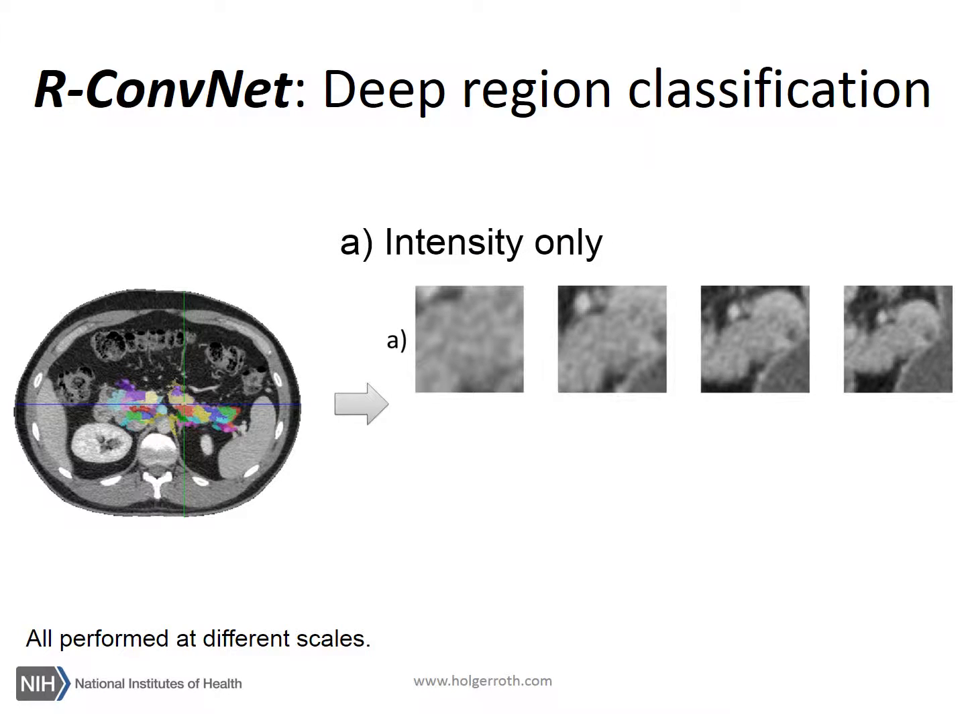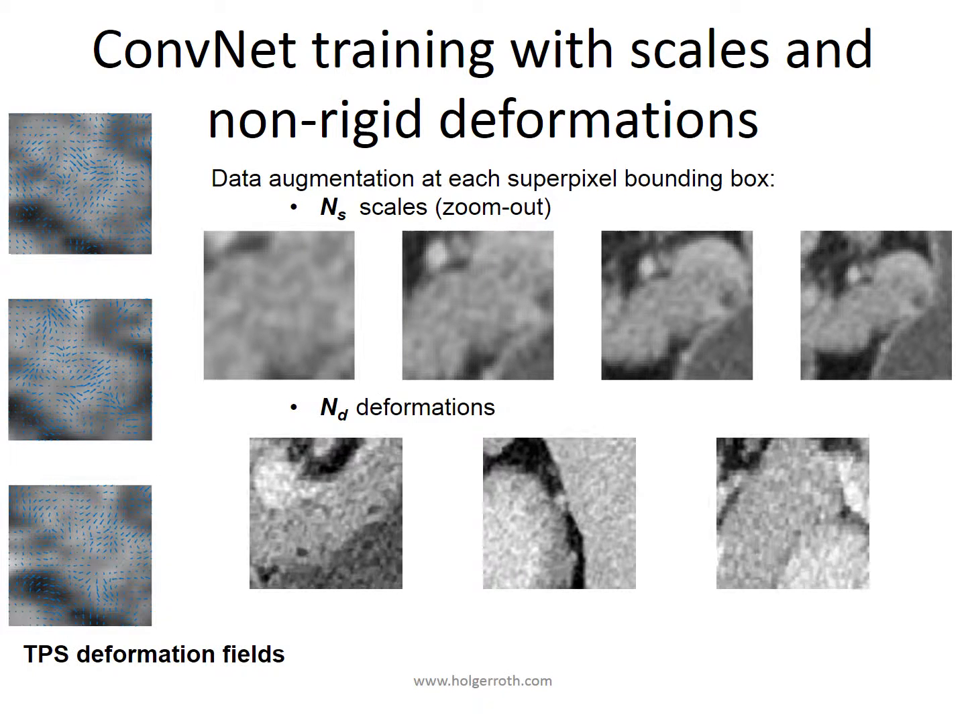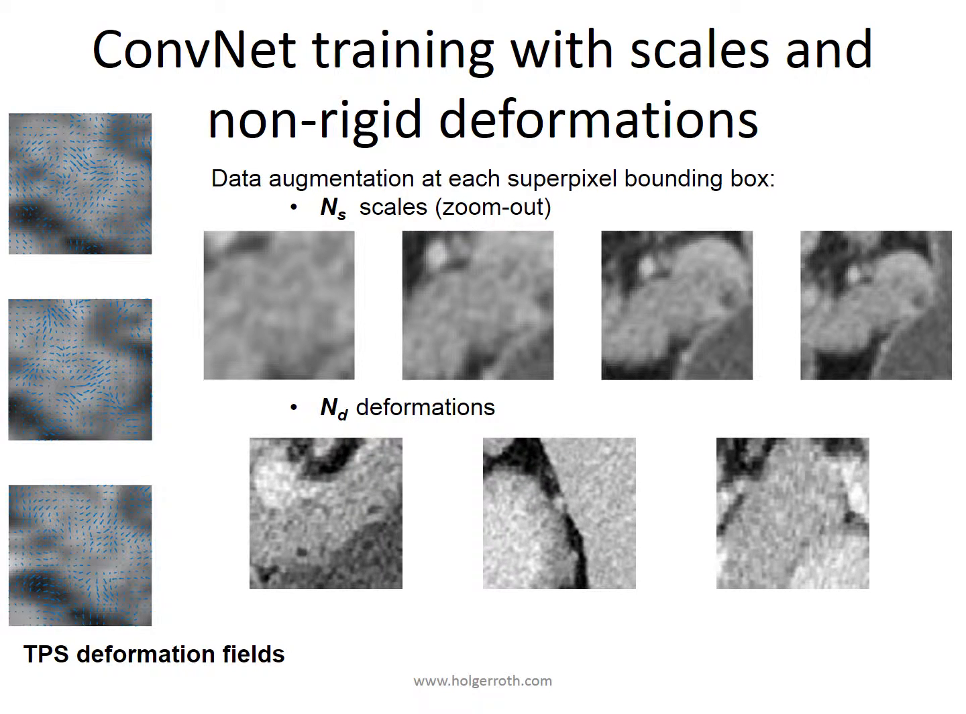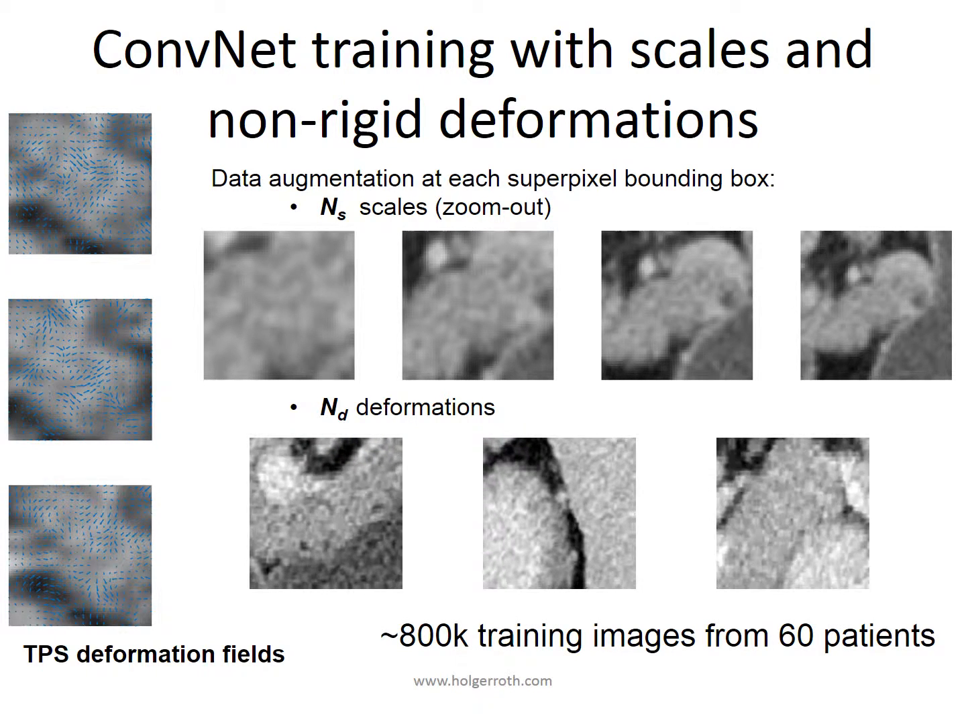Here, each superpixel is cropped at a tight bounding box with different scales. We investigate including the intensity only and using the intensity plus the previously described patch ConvNet probability maps as the second input channel. Apart from different scales, we also look at randomly generated non-rigid deformations for increasing our training data set and making the data set more balanced. This gives us about 800,000 training images for each training fold.